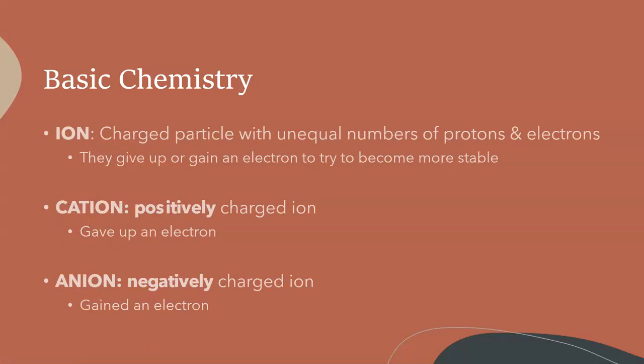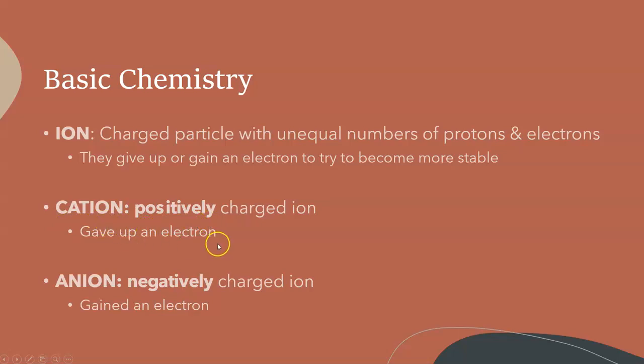Okay, ion. An ion is a charged particle, and a particle will get a charge when it gets unequal numbers of protons and electrons. Now, that makes sense because protons have a +1 charge and electrons have a -1 charge. If you've got +8 and -8, your overall charge is 0. So, if you give up an electron or gain an electron, suddenly you have either a positive charge or a negative charge.